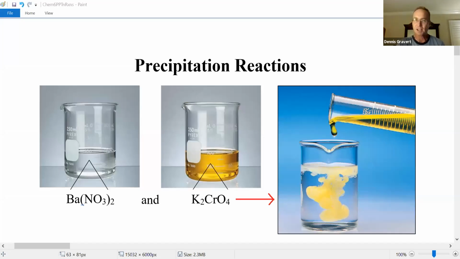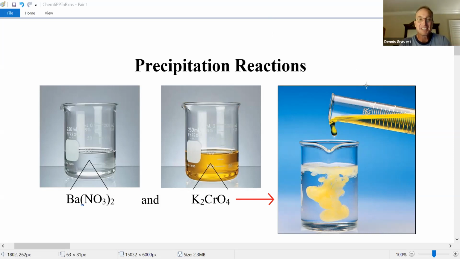Hi everyone, let's talk about precipitation reactions. Now, precipitation reactions are just one type of reaction, and in chemistry there's three types of reactions: precipitation reactions, oxidation reduction reactions, also known as redox reactions, and acid-base reactions. So this video is going to talk about just the first type, precipitation.